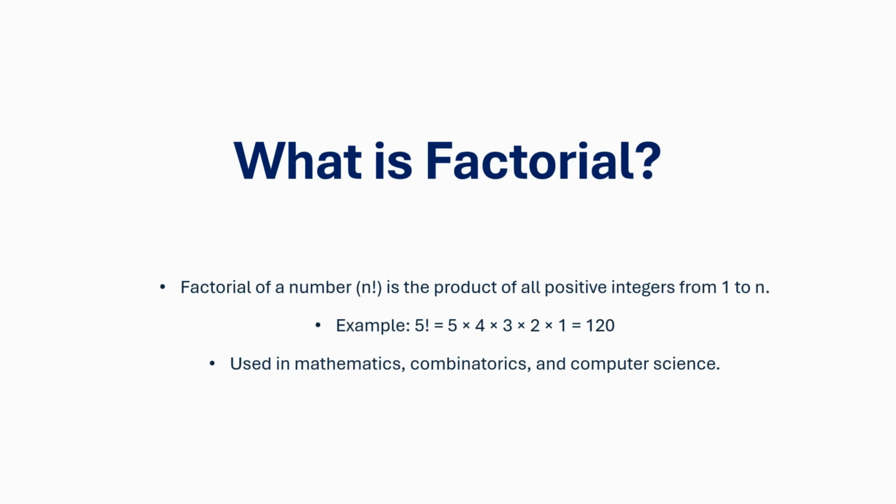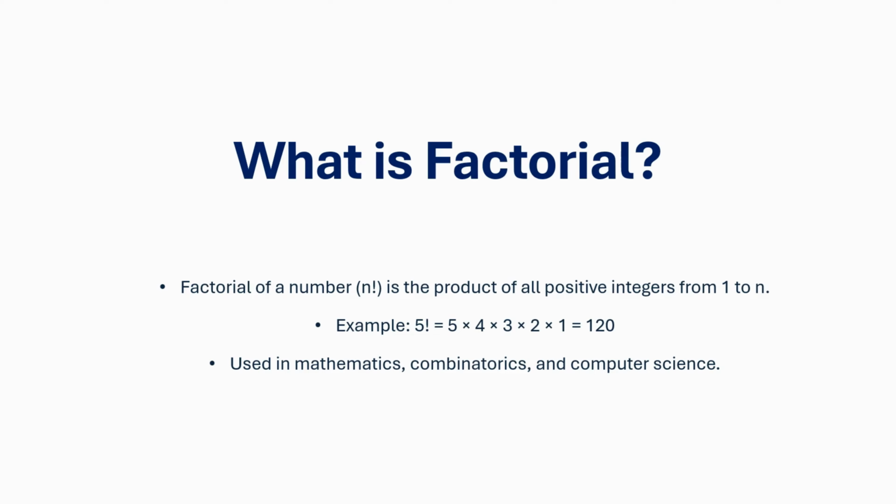For example, 5. The factorial of 5 is 5 into 4 into 3 into 2 into 1, which means 5 multiplied by 4 is equal to 20, 20 multiplied by 3 is equal to 60, 60 multiplied by 2 is equal to 120, and 120 multiplied by 1 is equal to 120.